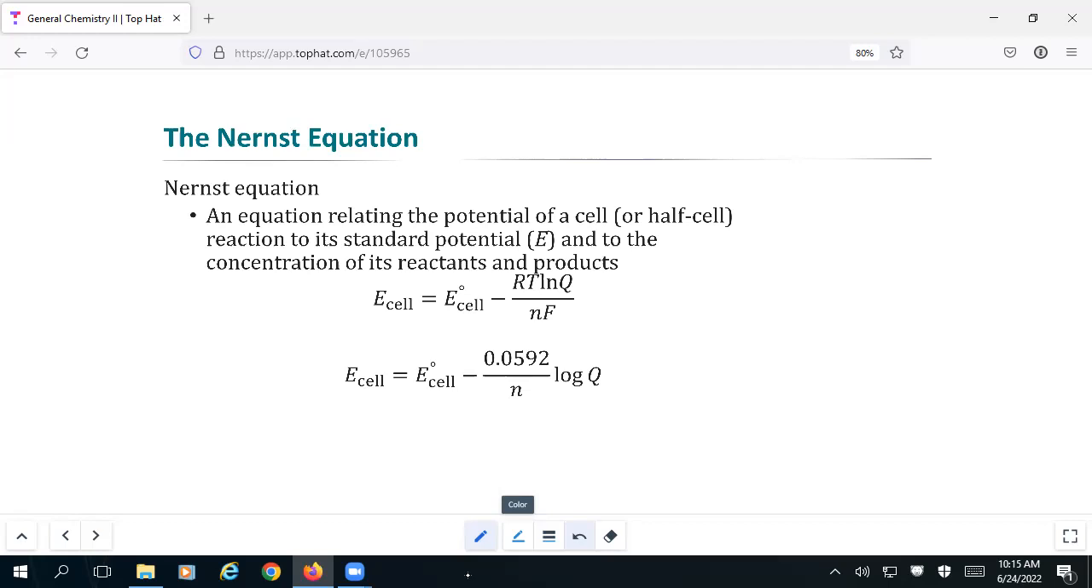And so the Nernst equation here gives us that relationship. It says that the measured cell potential is equal to the standard cell potential minus RT over NF times the natural log of Q. And again, Q being the ratio of products to reactants in a reaction system.